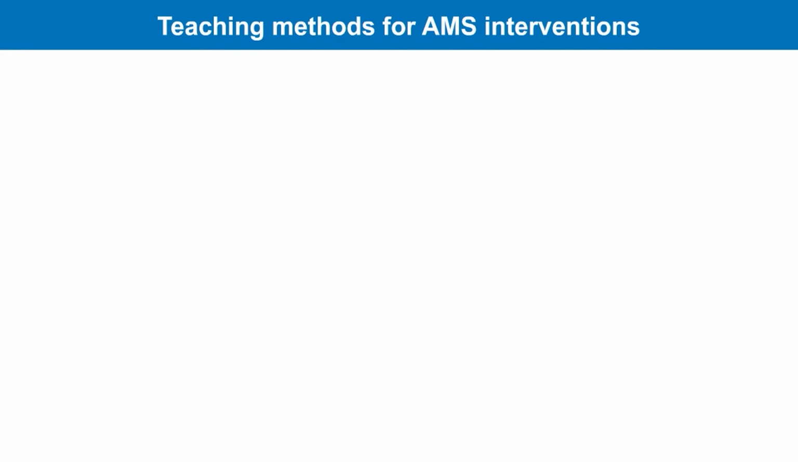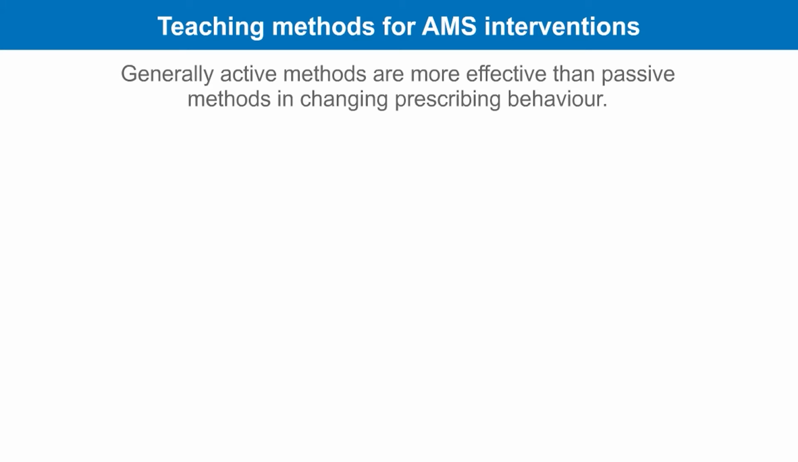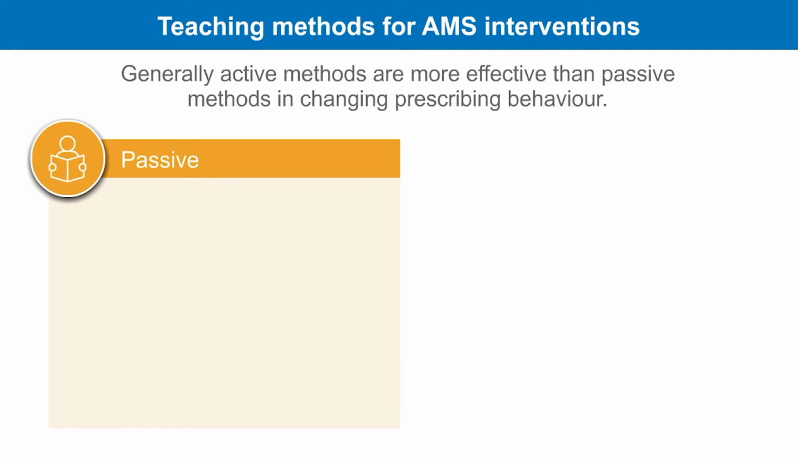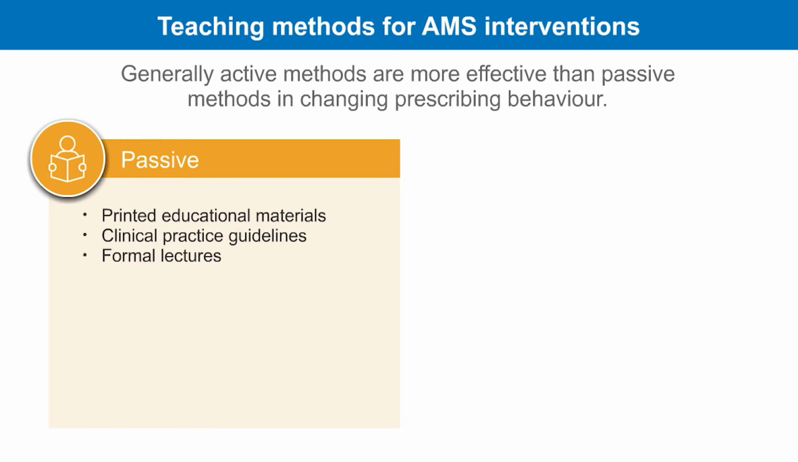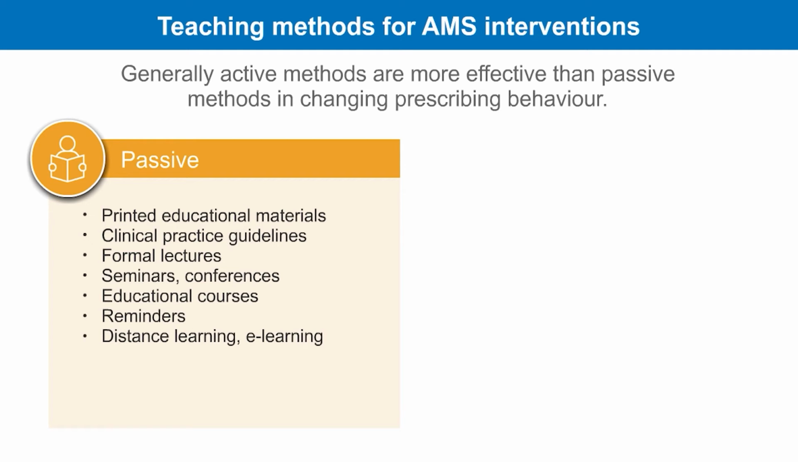Teaching methods for AMS interventions include active and passive methods. Generally, active methods are more effective than passive methods in changing prescribing behaviour. Passive methods include printed educational materials, clinical practice guidelines, formal lectures, seminars, conferences, educational courses, reminders, distance learning, e-learning.